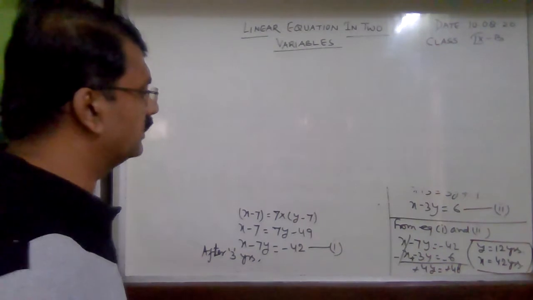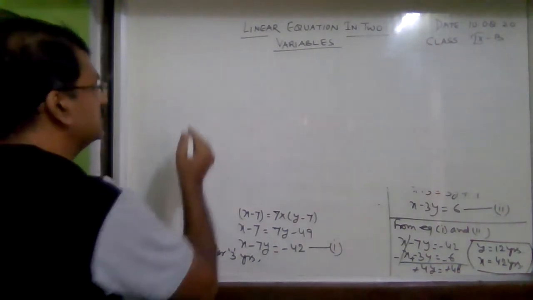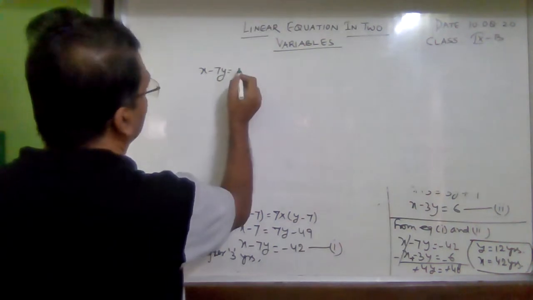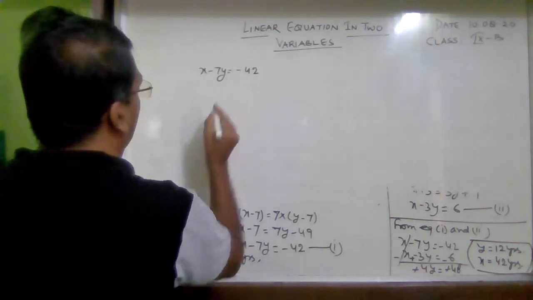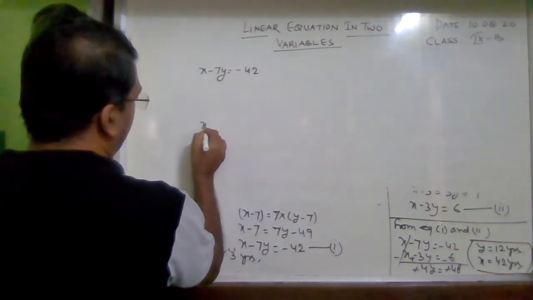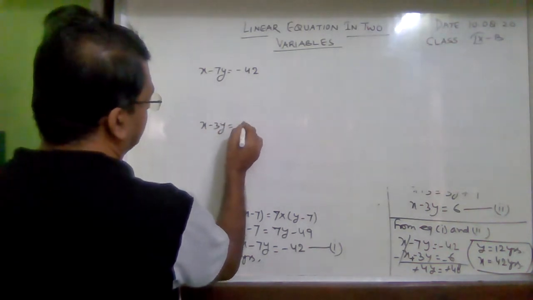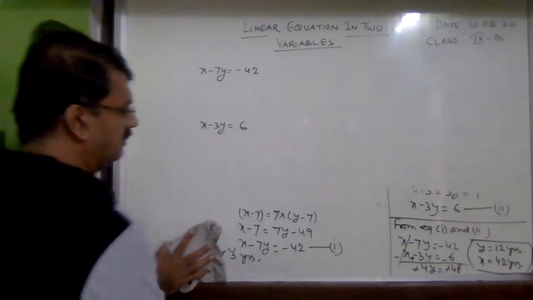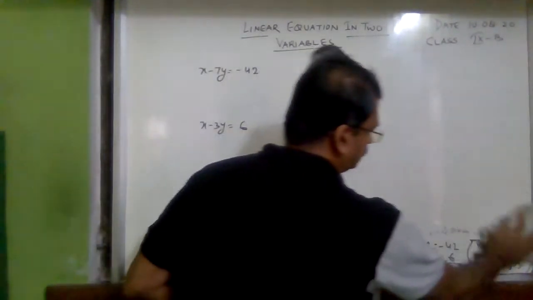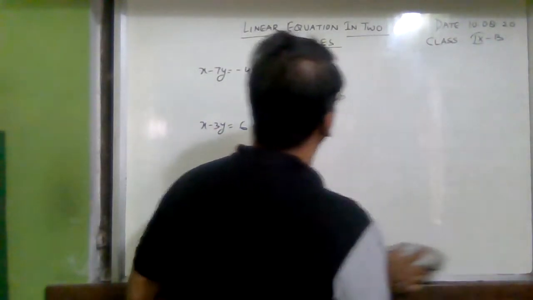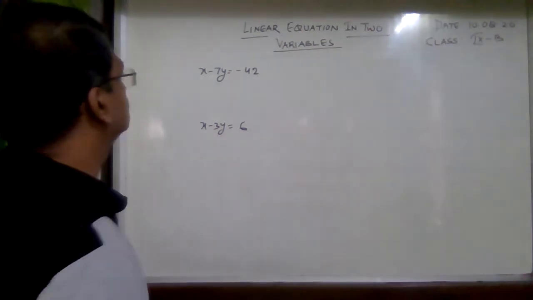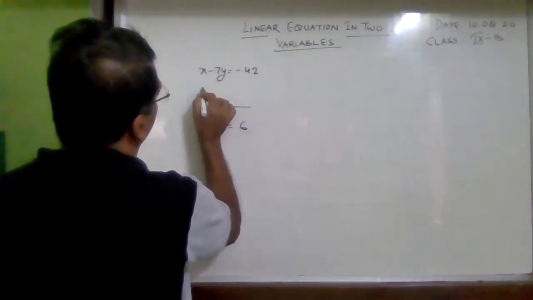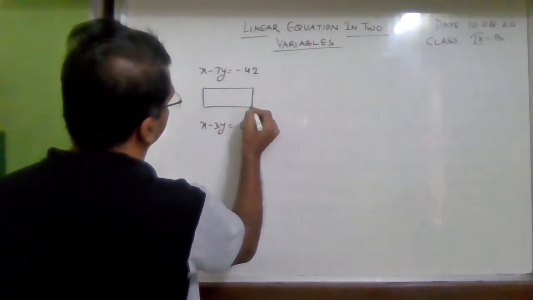The equations that we are going to solve: the first one is x minus 7y is equal to minus 42, and the second one is x minus 3y is equal to 6. These are the two equations that we are going to solve graphically. First of all, you make a table like this.